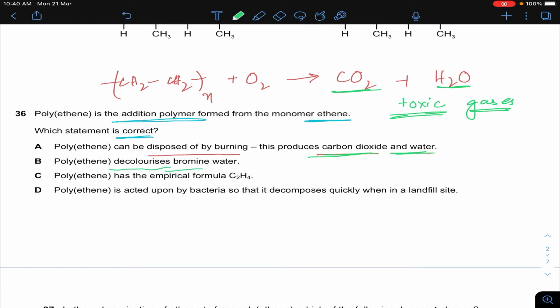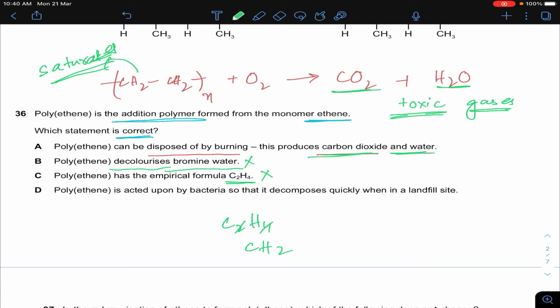Polyethene decolorizes bromine water. This is the test for unsaturation. If you remember, we have discussed in the last lecture that monomers of addition polymers can undergo this reaction, but addition polymers themselves are fully saturated, so they cannot undergo this addition reaction. They cannot decolorize bromine water. So option B is incorrect. Polyethene has the empirical formula C2H4. No, if you simplify polyethene, this is C2H4, and if we simplify it, we get CH2. So this is also incorrect.